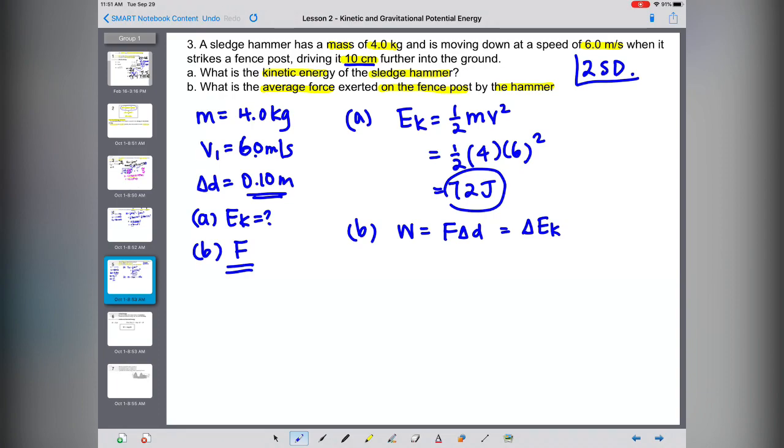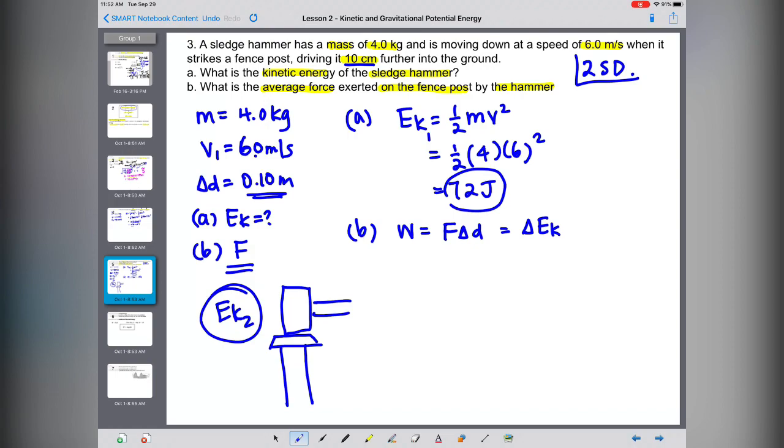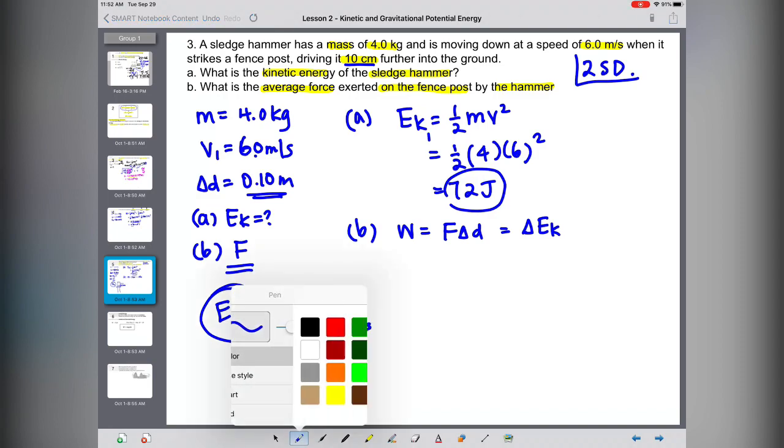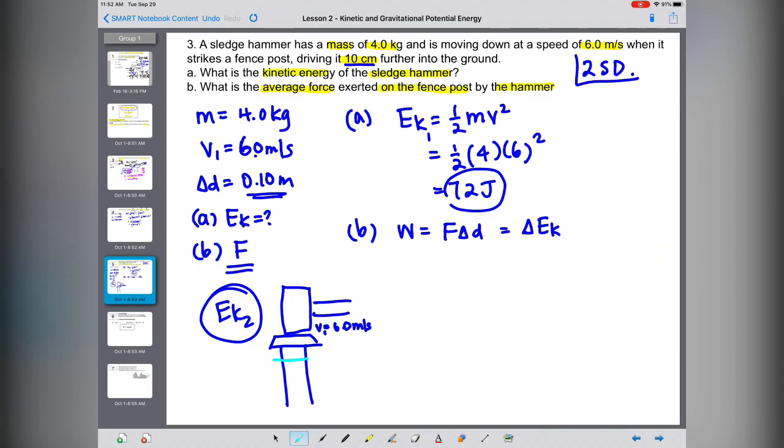And this is EK1, okay? You could calculate what is EK2. Do you know what is the final speed of the sledgehammer? All right, so let's think about this. You have a fence post, and the hammer comes and strikes it at 6. The initial velocity of the hammer is 6. And then by pushing it down by 10 centimeters, so I'm able to move it by 10 centimeters, what is the speed at the end?